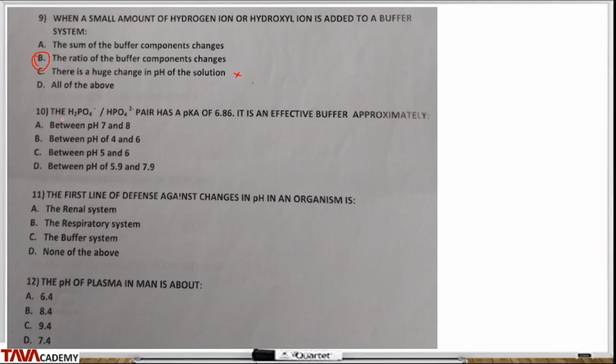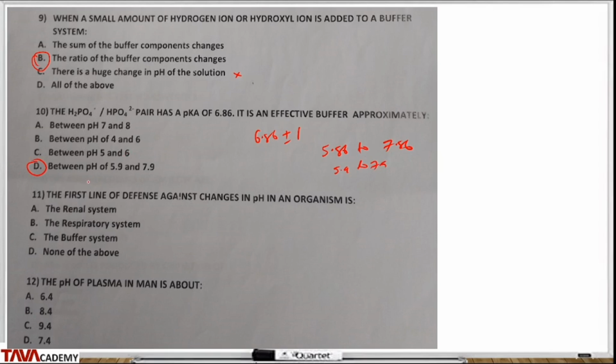Question 10 says the H2PO4 minus and HPO4 2 minus pair has a pK of 6.86. It is an effective buffer approximately, so we need to say it's 6.86 plus or minus 1. So minus 1 from this, you're going to get 5.86. To add 1 to that is going to be 7.86. So that's approximately 5.9 to 7.9. So that's option D, the correct answer here.